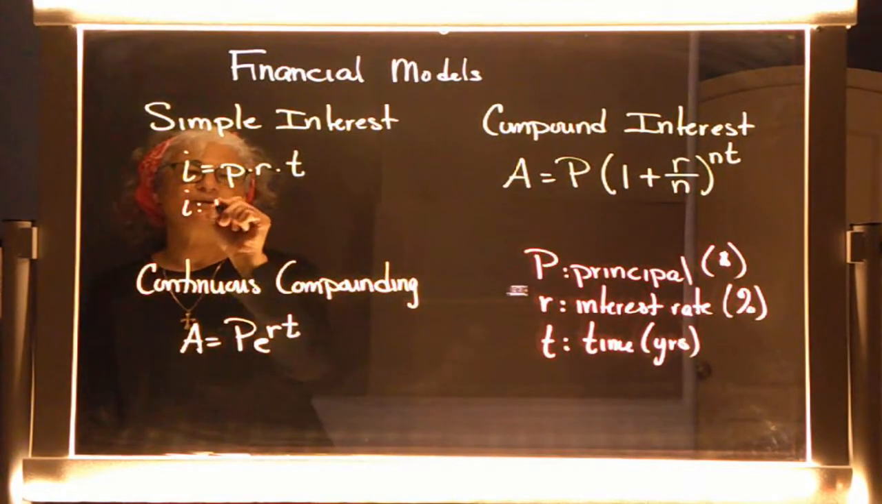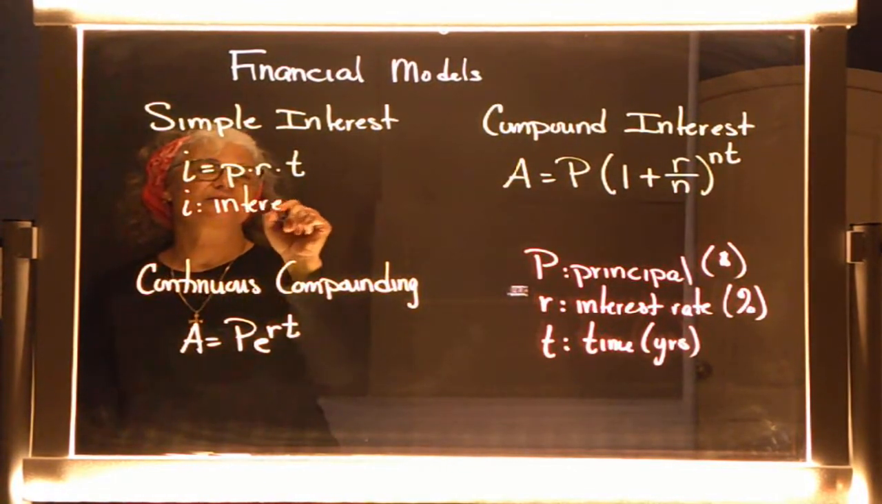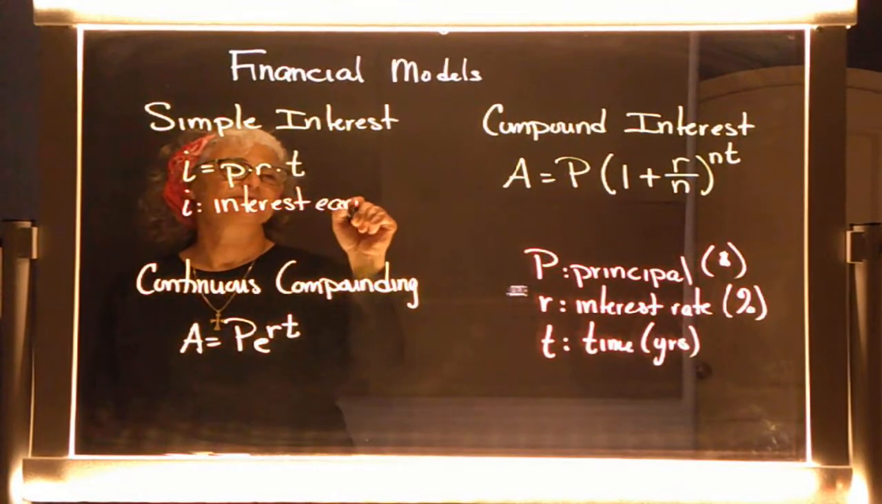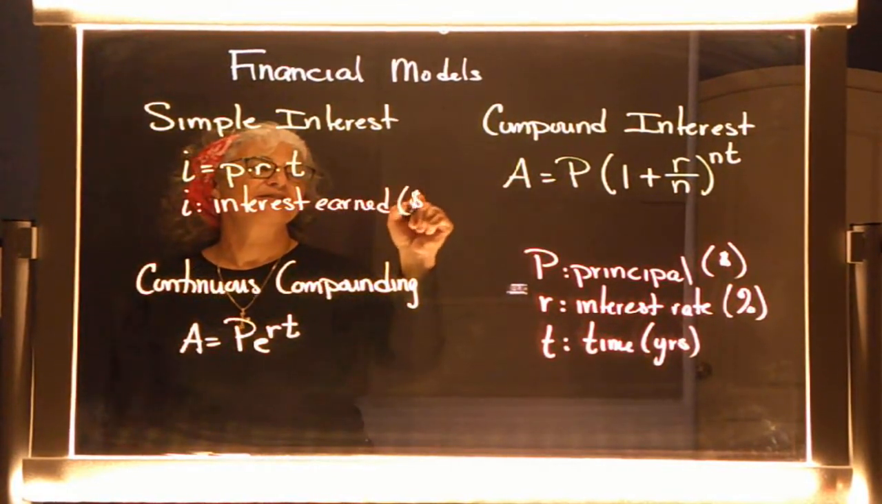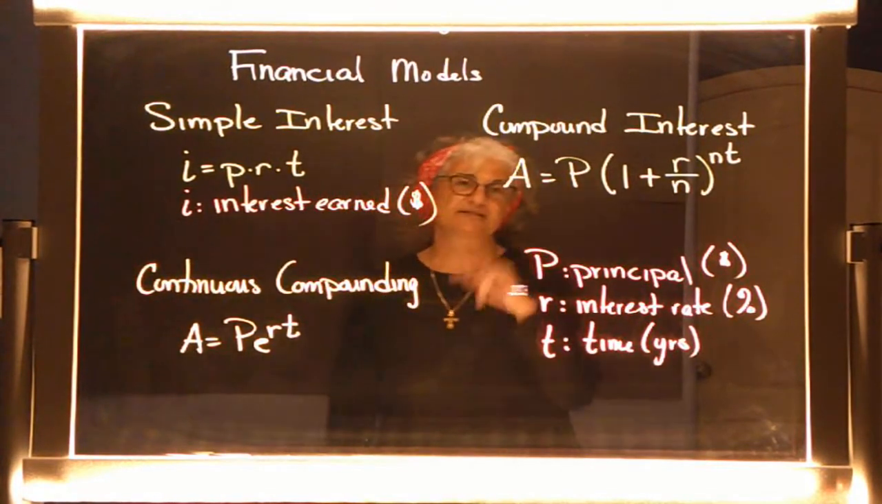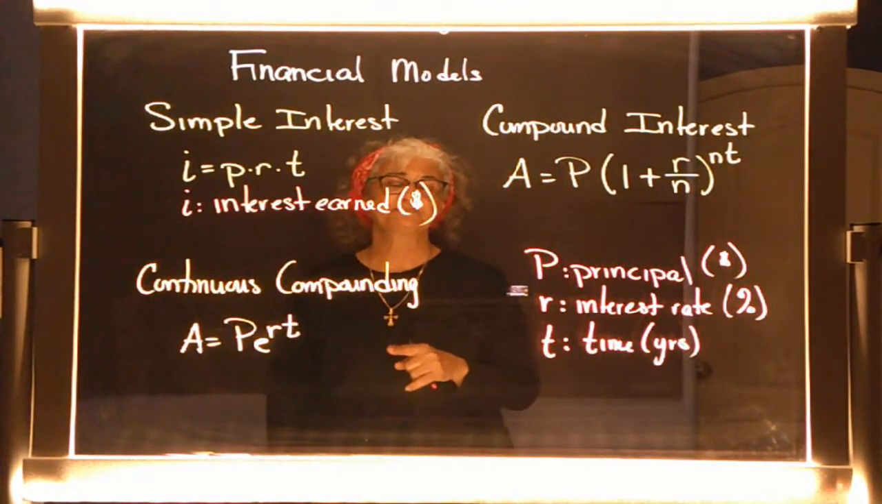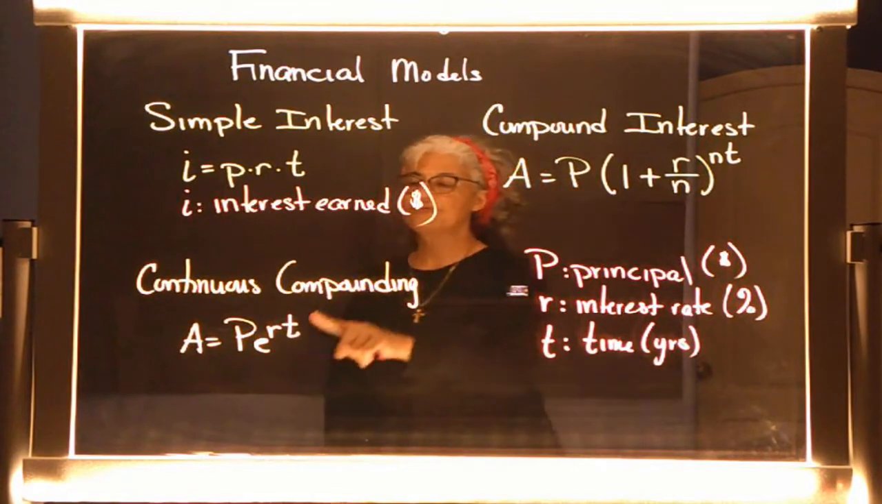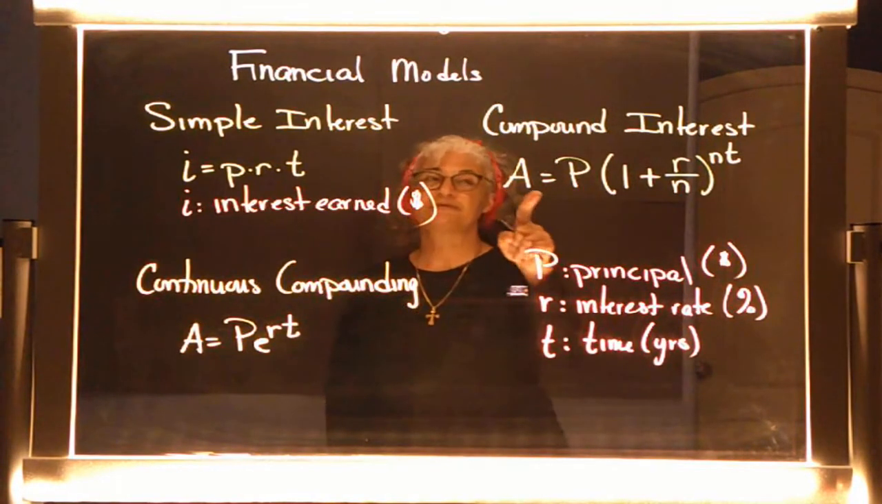Okay. Now, this particular formula has the variable I, which none of the other ones do. I stands for the interest earned. How much money did you earn at the end of the month when you left, I don't know, however much money in the savings account? Good?